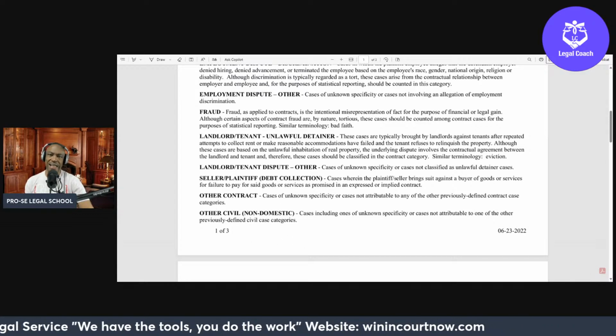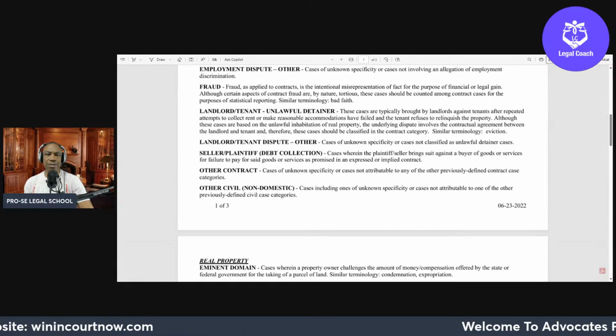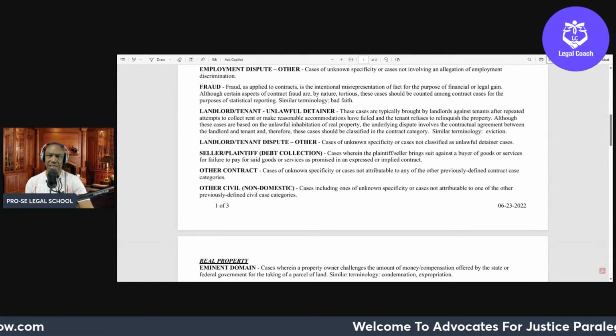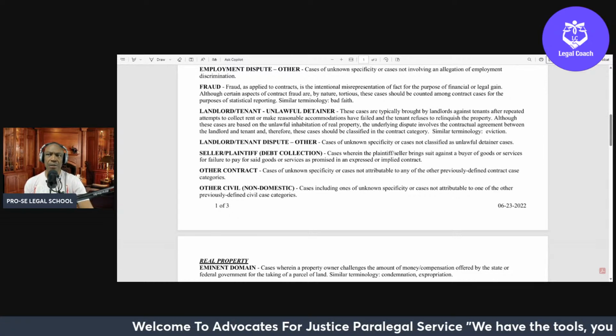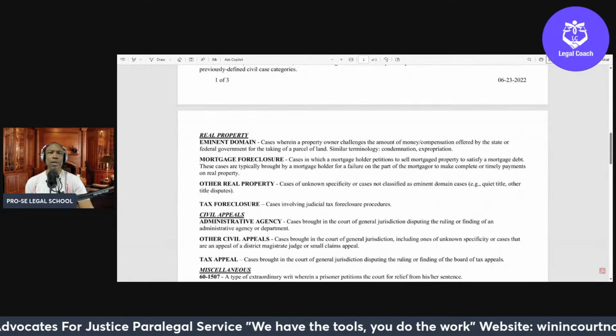Other contract cases, known, unknown, specific cases. Other civil non-domestic cases, including unknown, specific cases. What the hell is a non-domestic? Oh, okay.